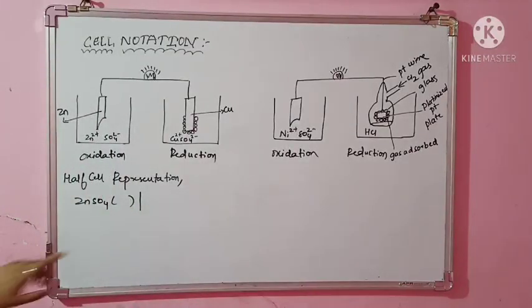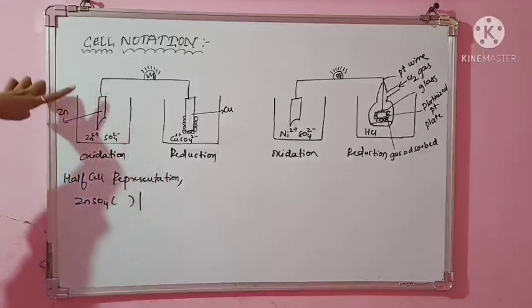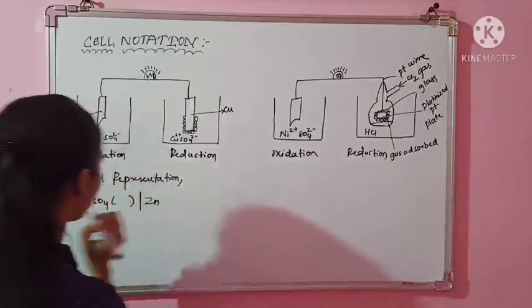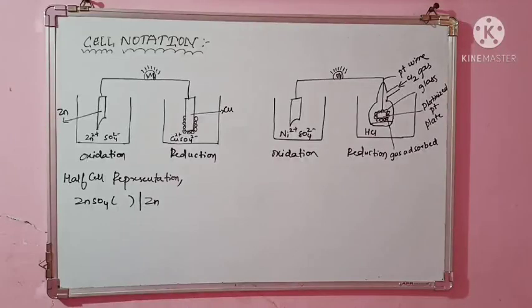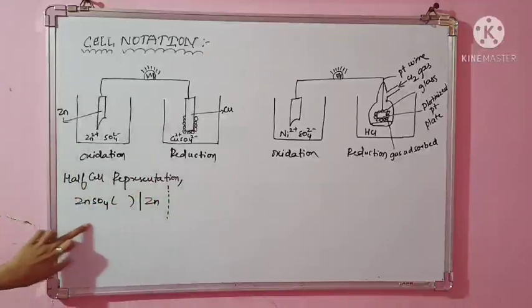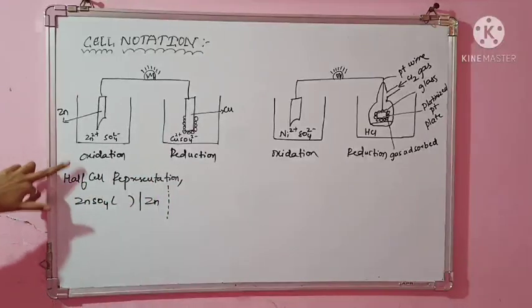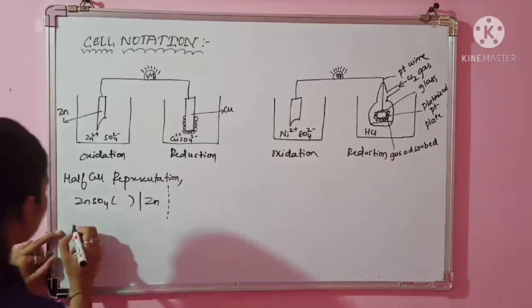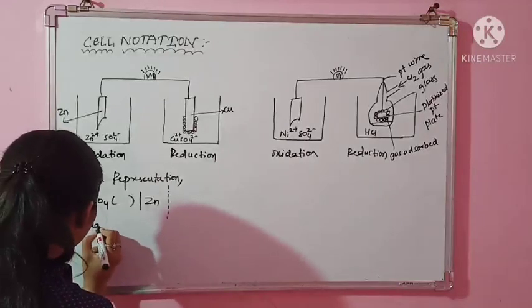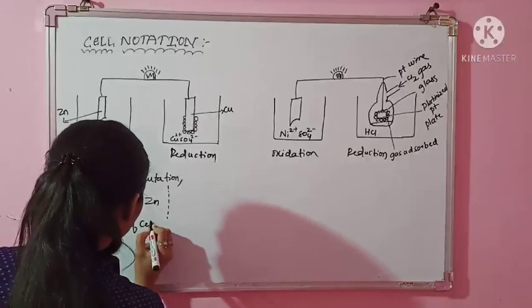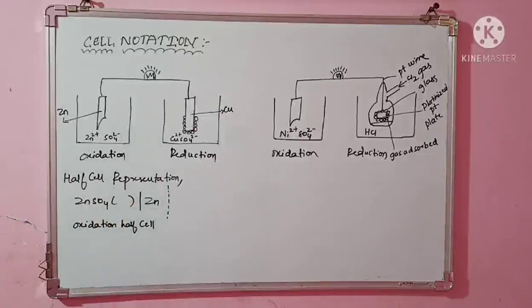After that you have to write the metal rod. Which metal rod is dipped in that? That is zinc. Clear? And then we will show a separation. This is your anode, oxidation half cell representation. This is only about the oxidation half cell I have written. And then you can write here oxidation half cell. This is all about the oxidation half cell.